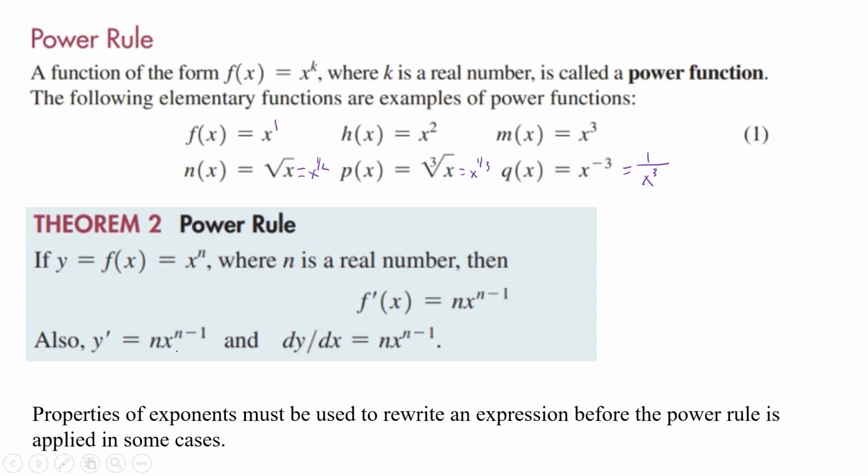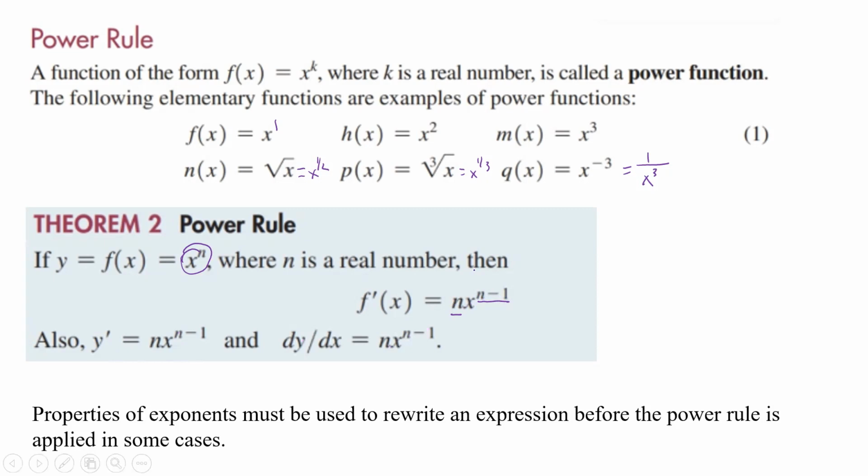Basically what it says is, if you have some y or f of x equal to x to the n, where n is a real number, then the derivative of this is going to be: we take that n down in front, and then we subtract 1 from our power. And so y prime is just n times x to the n minus 1, and dy dx is again n times x to the n minus 1. So no matter what we do and however it's represented, we're just taking whatever the exponent is, bringing it down in front, and then subtracting 1 from it, and that's our new exponent.